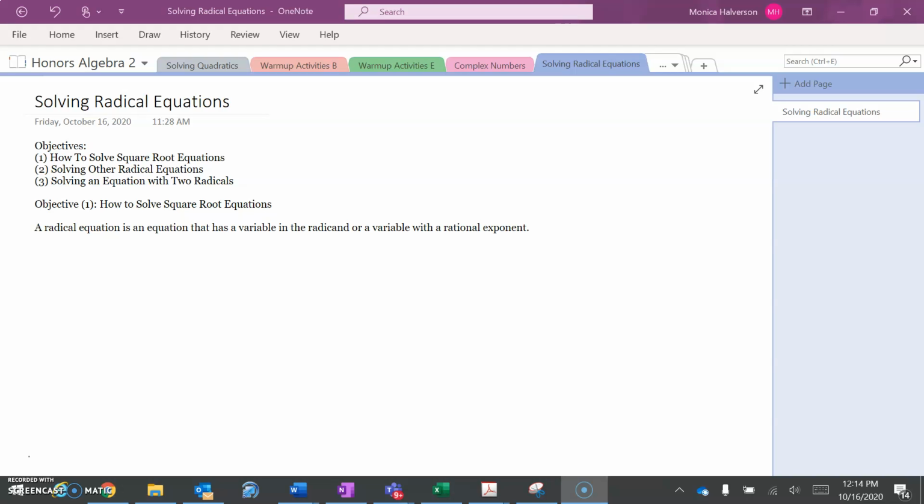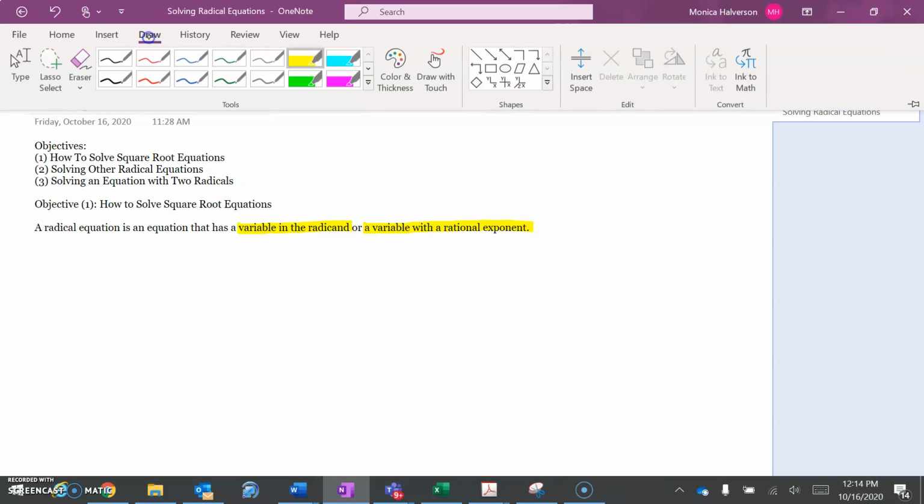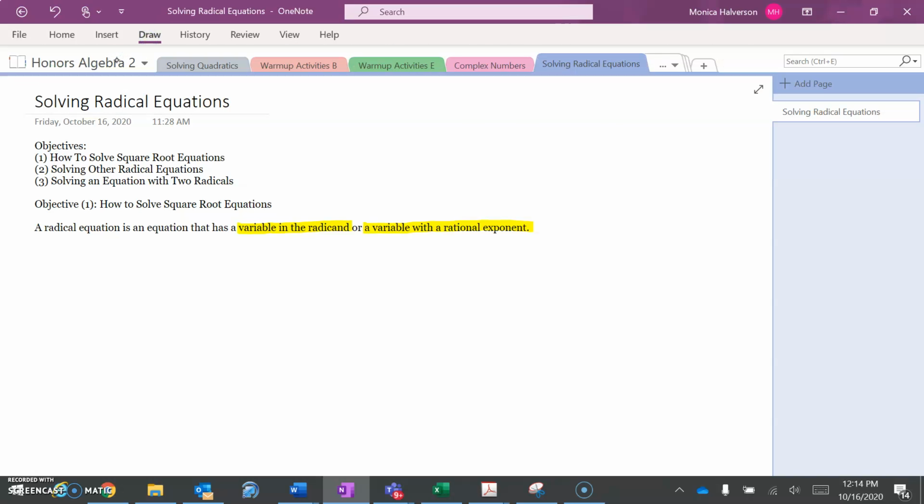And the key thing is that a radical equation is an equation in which the variable that we're solving for is in the radicand, or it's the variable with a rational exponent. We have to be able to get the variable out of the radicand in order to be able to solve it. So let's look at our first example.